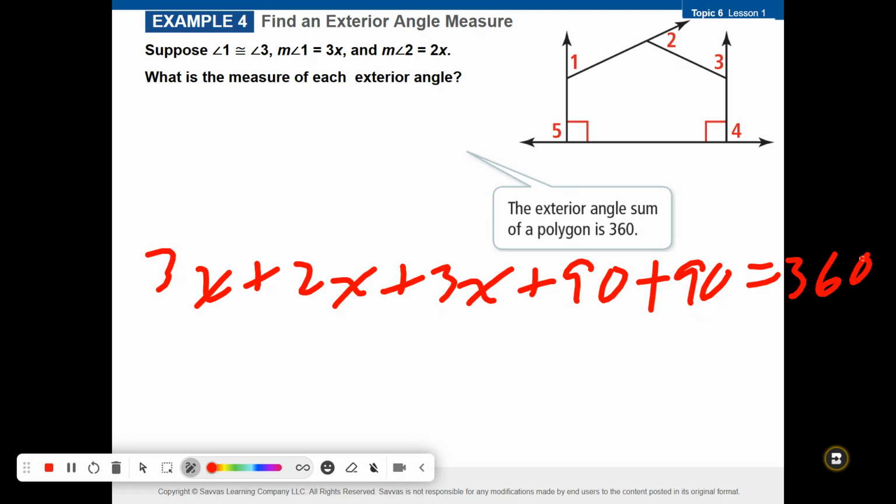Take a minute and solve for it. What do we get? X is 22.5. X is 22.5. Good job.